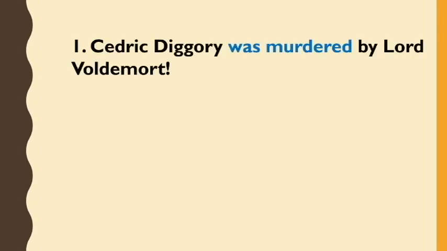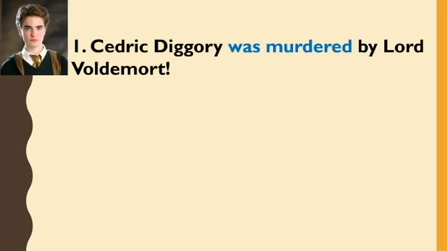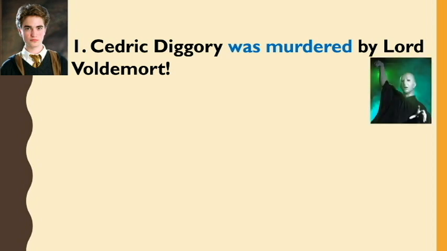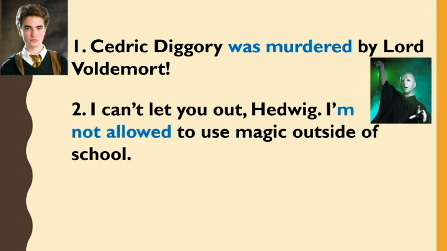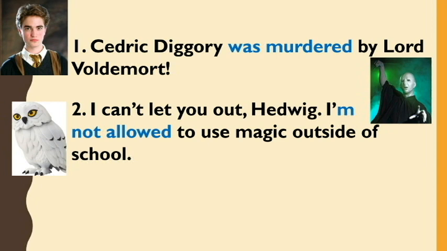Okay, let's recap some example sentences from the movie. Number 1. Cedric Diggory was murdered by Lord Voldemort. And here, was murdered is in passive form. It is past tense. Number 2. I can't let you out, Hedwig. I'm not allowed to use magic outside of school. I'm not allowed here is in passive form, and it is present tense.